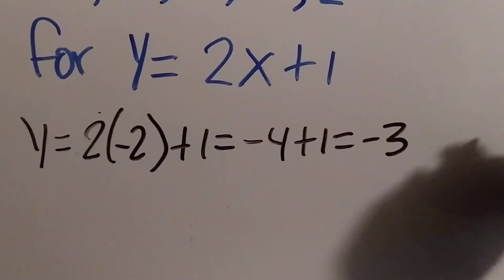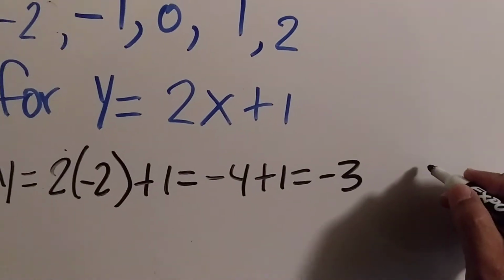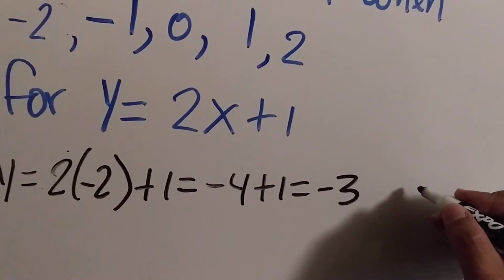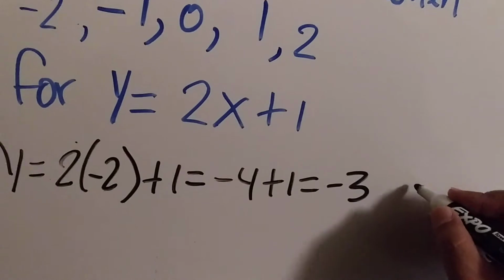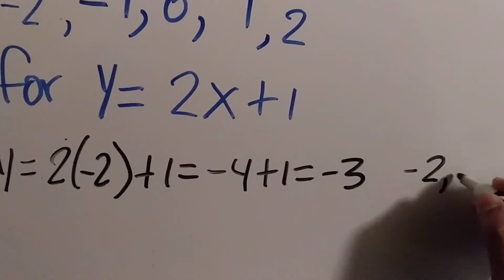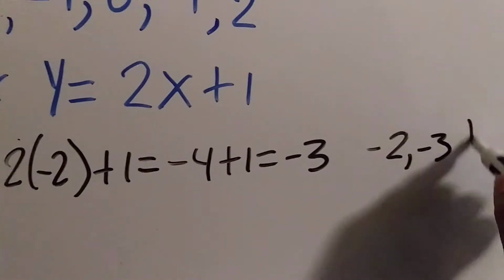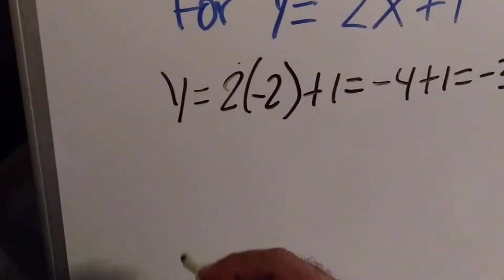So I'll just go ahead and write it as an ordered pair. Remember that the ordered pair is the x first and then the y. So in this case it would be -2, -3. Okay, that's going to be our first ordered pair.